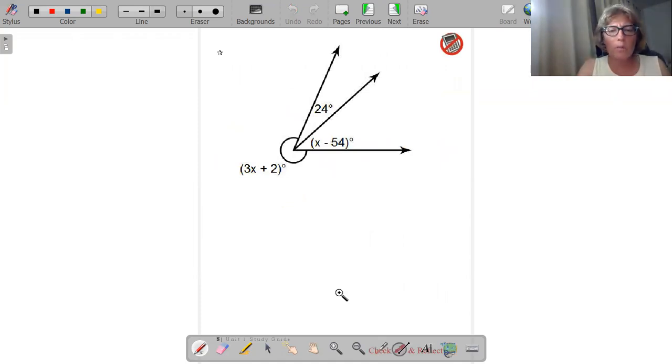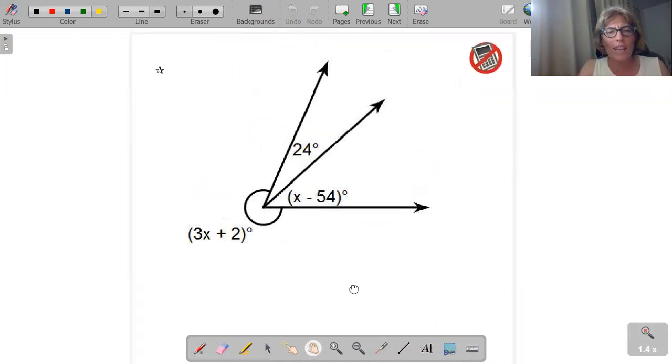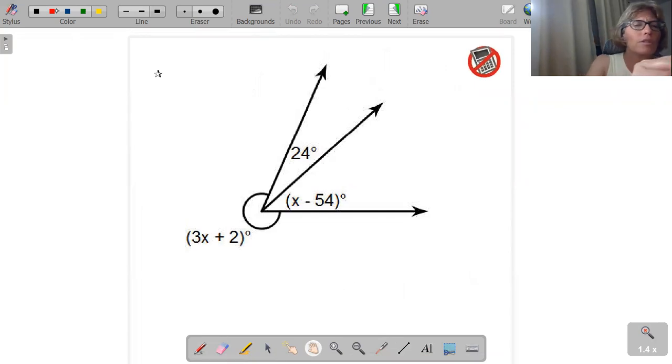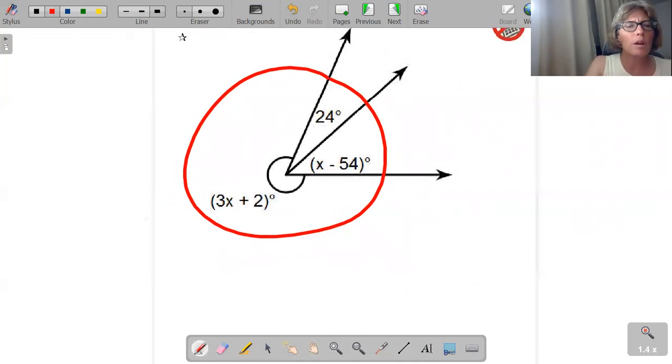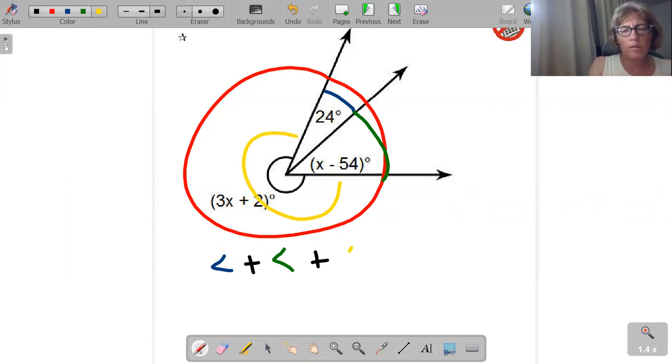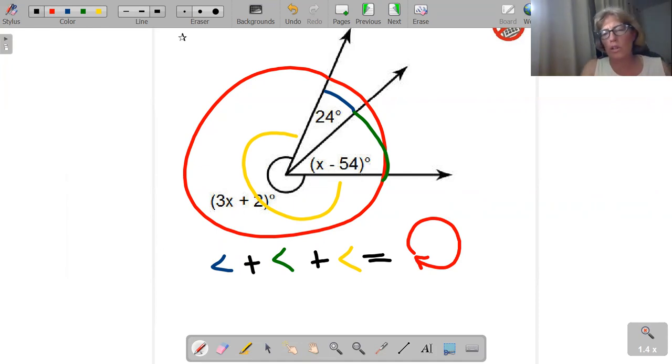This particular problem, let me show you what a thing equation looks like. A thing equation. First, you can go all the way around. So we have 3 angles. I'm going to color code them. We have one angle plus another angle plus this angle equals a full circle. This is called a thing equation.